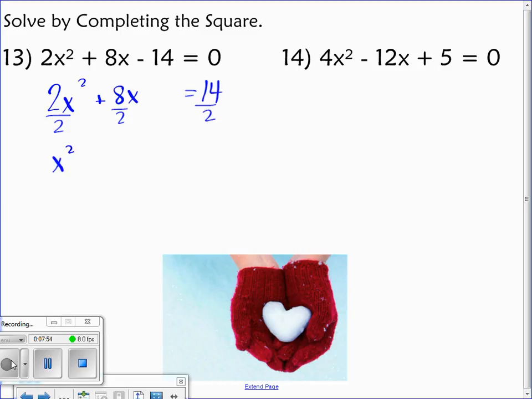So x squared plus 4x equals 7. Then what? 4 divided by 2 is 2 squared. If I add it here, yeah, you're not the only one doing that. Katie did the same thing back there. Yeah, you got to keep it balanced.